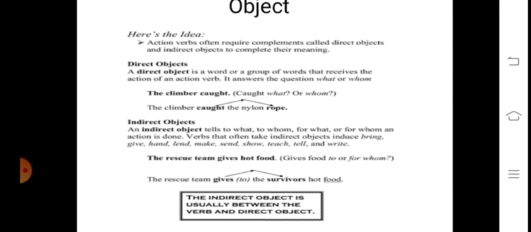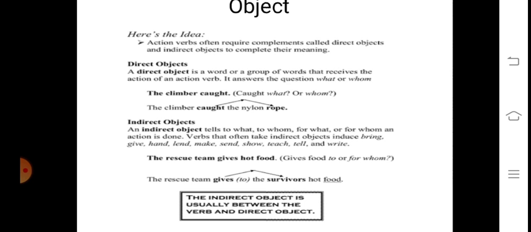Now let us see indirect objects. An indirect object tells to what, to whom, for what or for whom an action is done. Verbs that often take indirect objects include bring, give, hand, lend, make, send, show, teach, tell, write and so many other verbs. See the example.